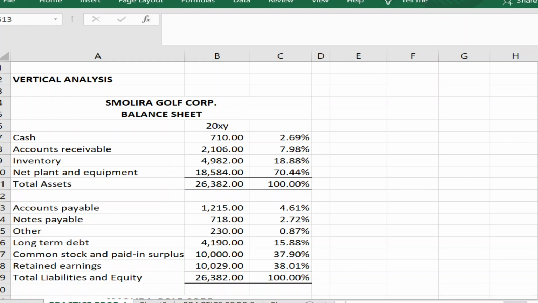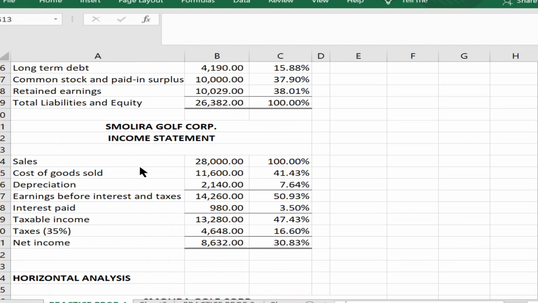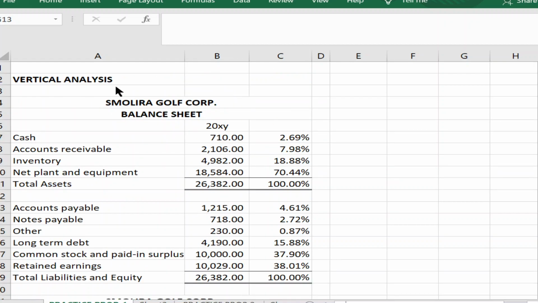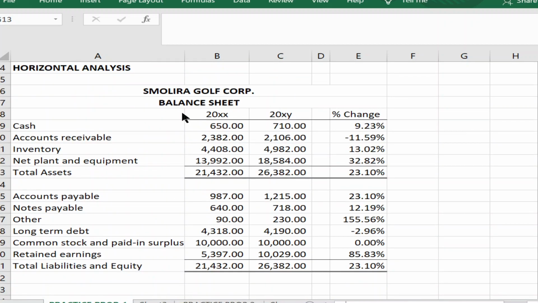So this is the video lesson for practice problem 1. You were asked to prepare the vertical analysis and horizontal analysis for Small Lira Golf Corporation. So we have here the amounts and the accounts under the balance sheet section, and also the income statement accounts. The first part is the vertical analysis, and then the second part is the horizontal analysis.